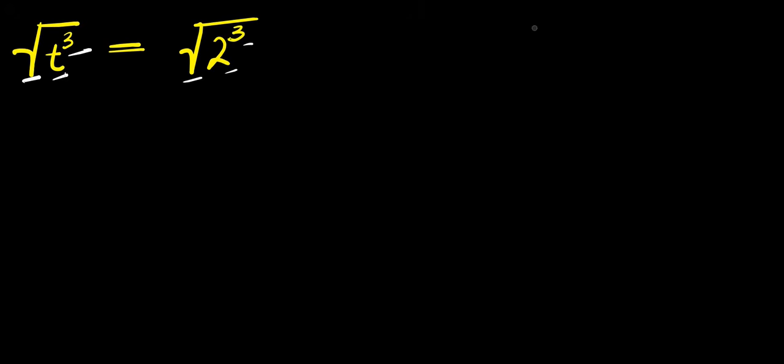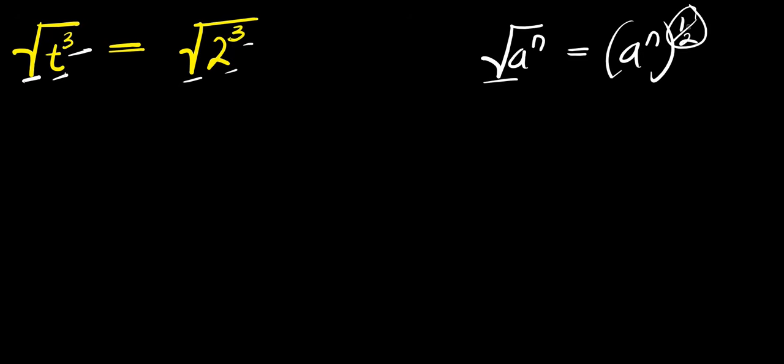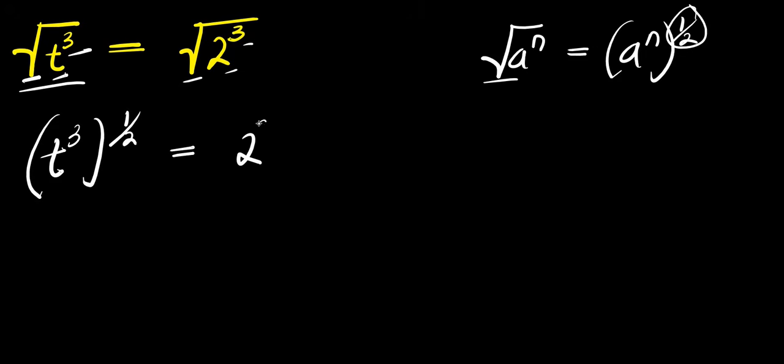Now, look at this. If you have square root of a power n, this is just like writing a power n to the power of 1 over 2, because the square root simply means this exponent of 1 over 2. Applying that here, we have t power 3 raised to the power of 1 over 2 equals 2 power 3 raised to the power of 1 over 2.